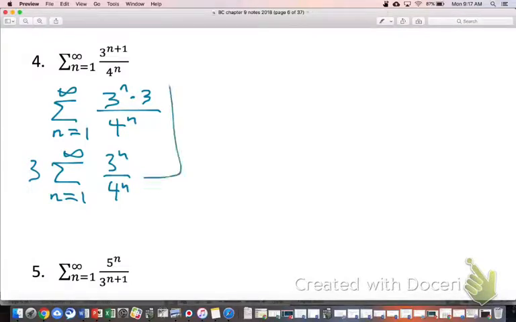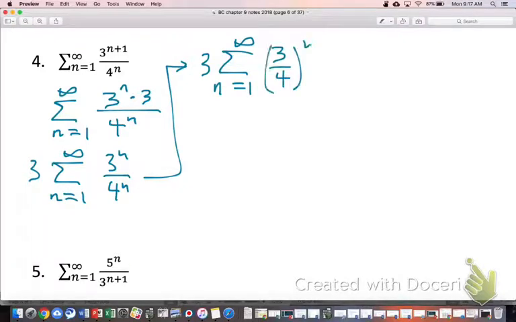You guys comfortable with that? Okay. So then, once we get to here, we need to identify the common ratio. What do you guys have for a common ratio on this one? 3/4. Yeah, so r equals 3/4.